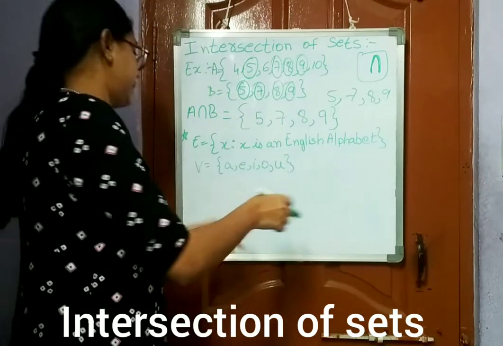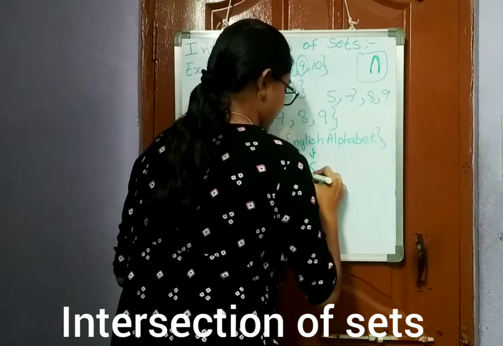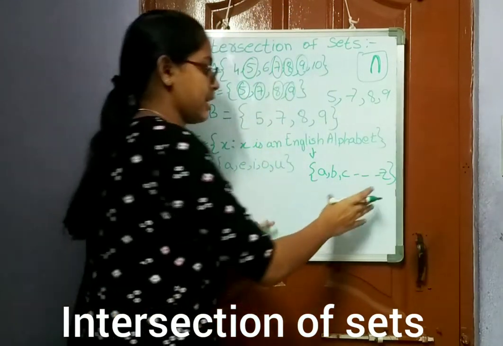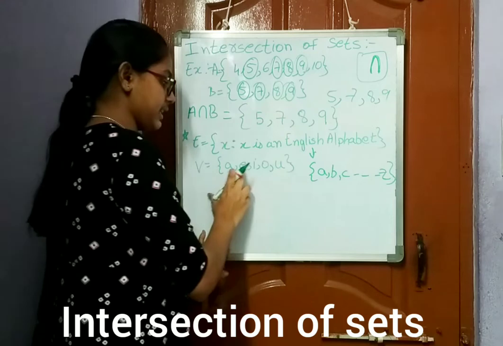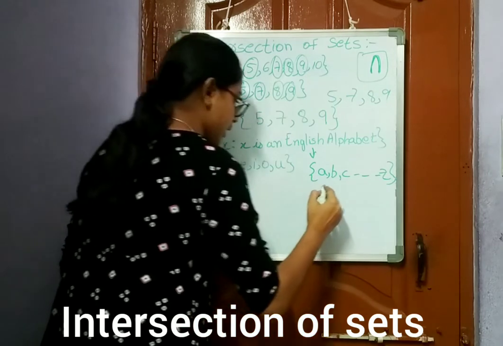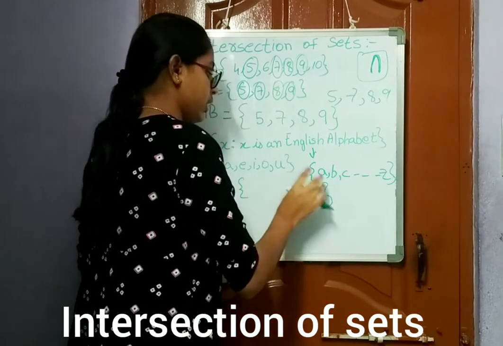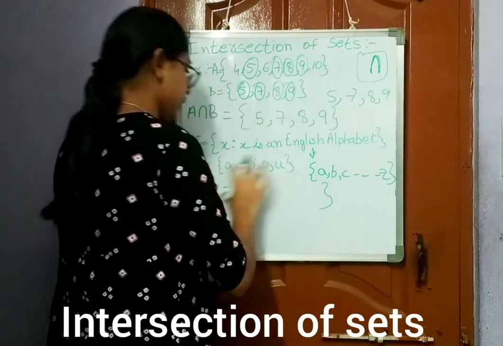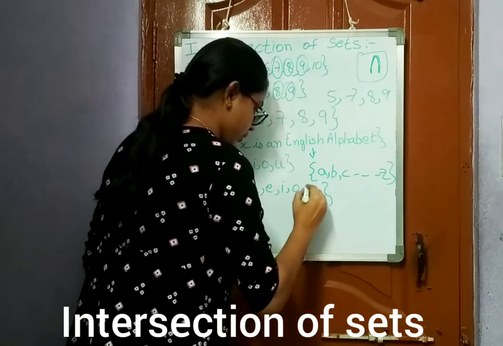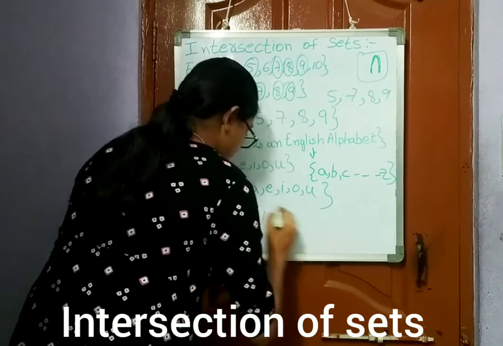Let's see another example. Here we have E as the set of English alphabets, that is, E is the set of A, B, C and so on till Z. All English alphabets come under E. And we have V as the set A, E, I, O, U. Now let's find E intersection V, that is the elements which are common in E and V. It is obvious that A, E, I, O, U come under A to Z. So the intersection of E and V will be A, E, I, O, U. We can also write that E intersection V is equal to V.